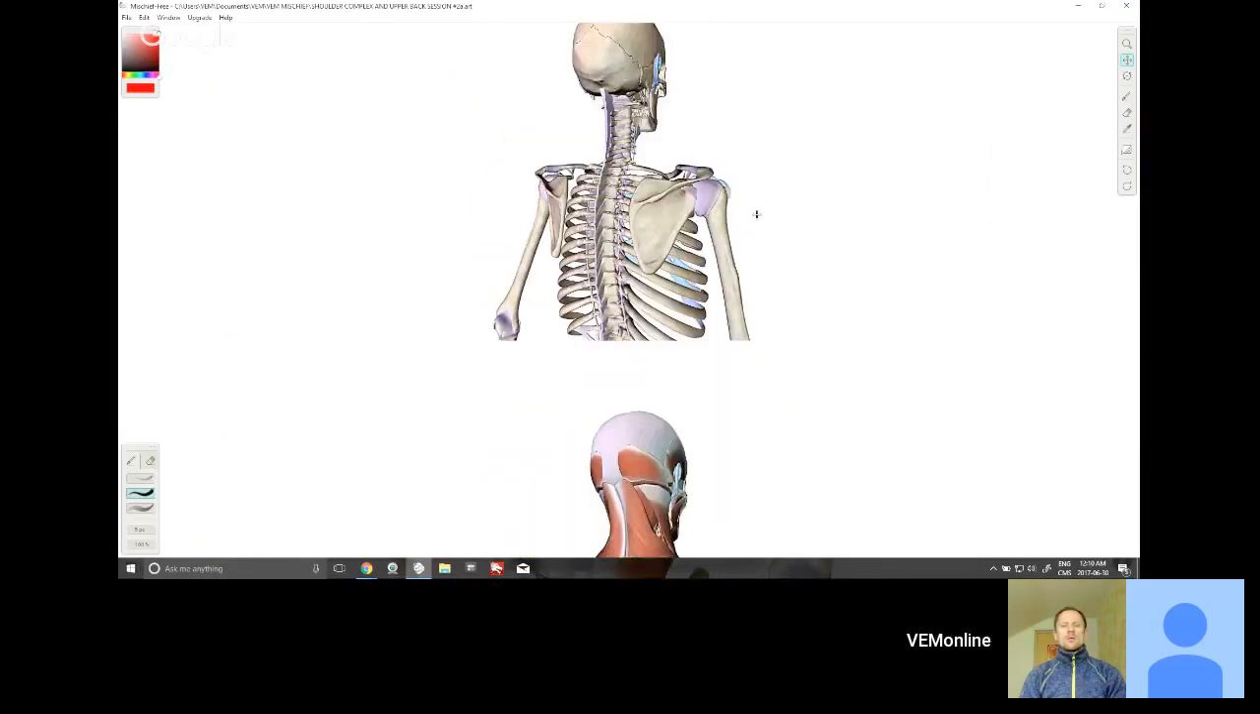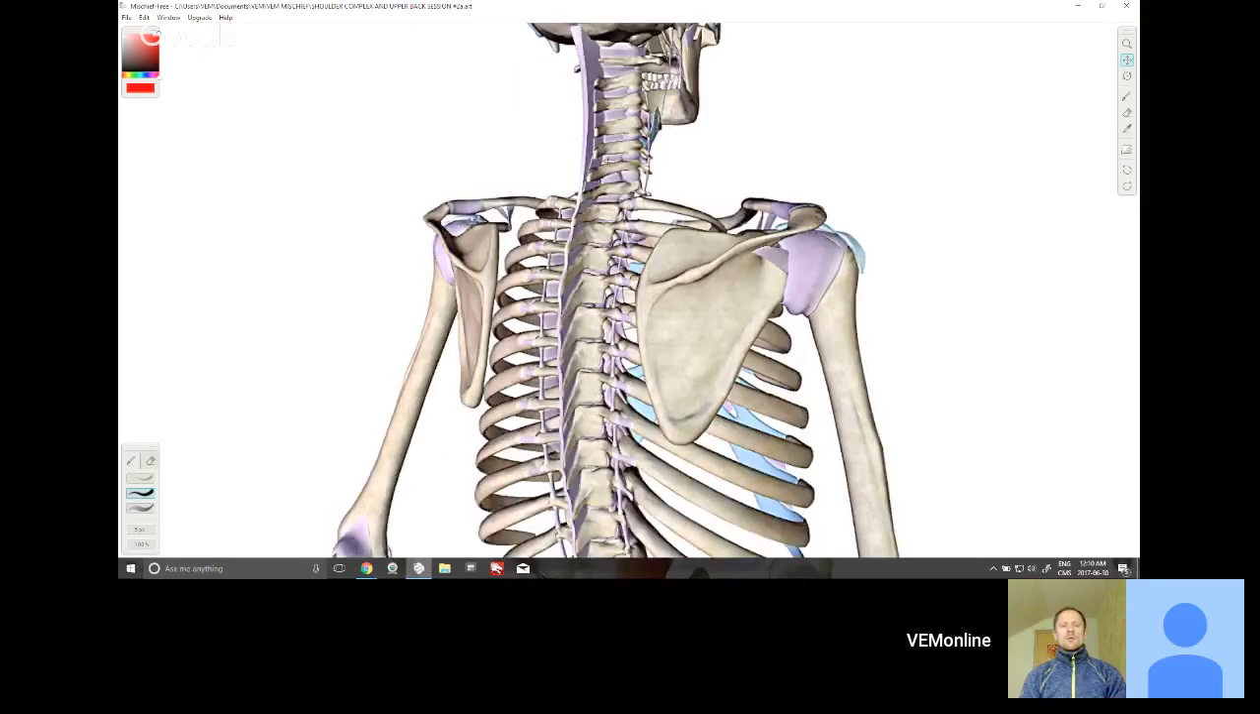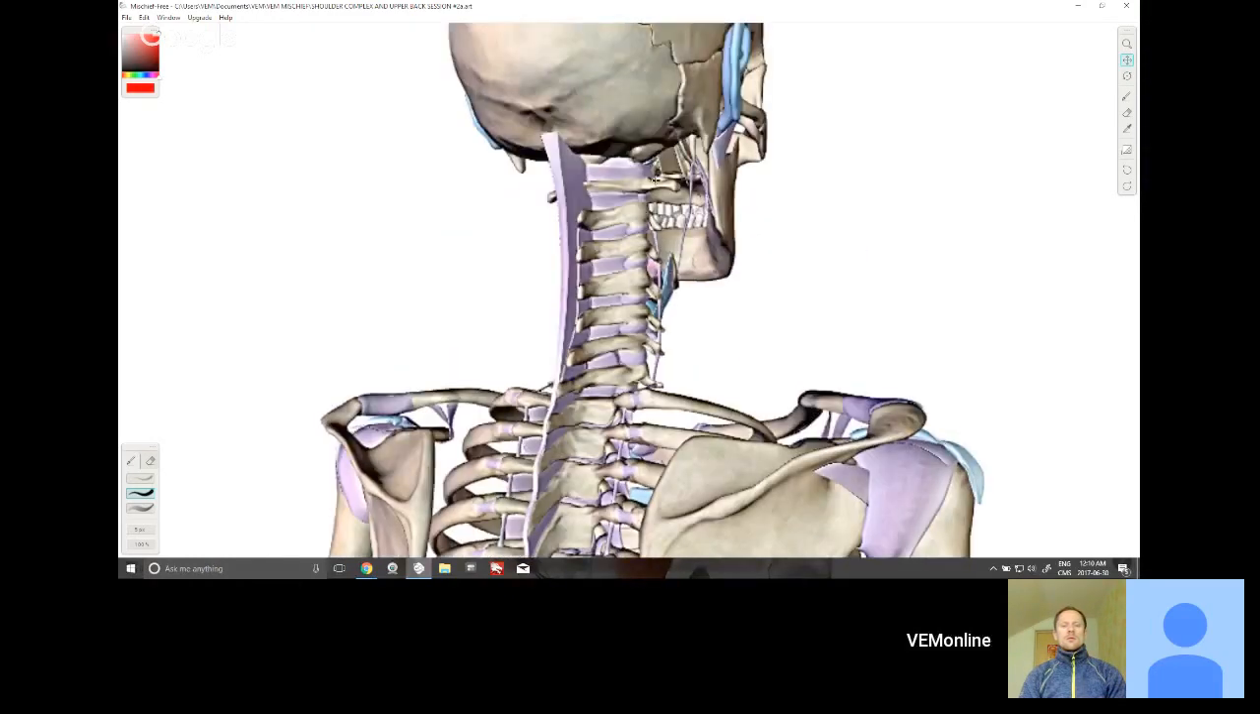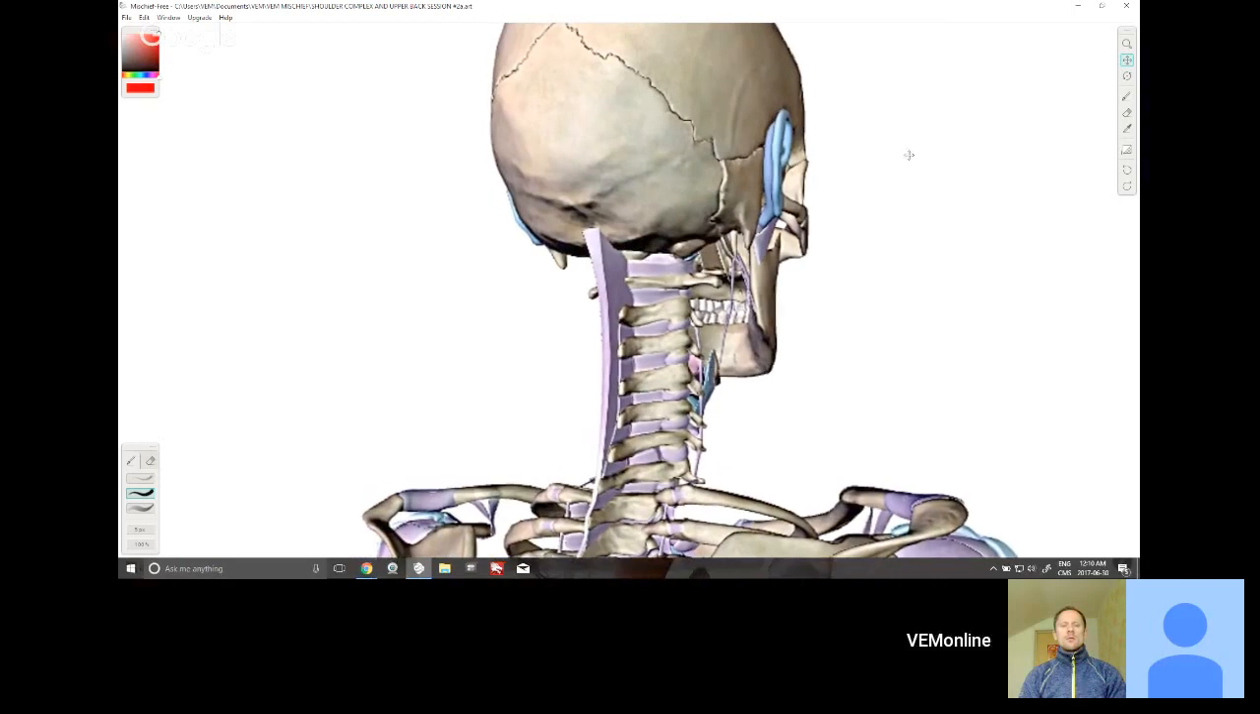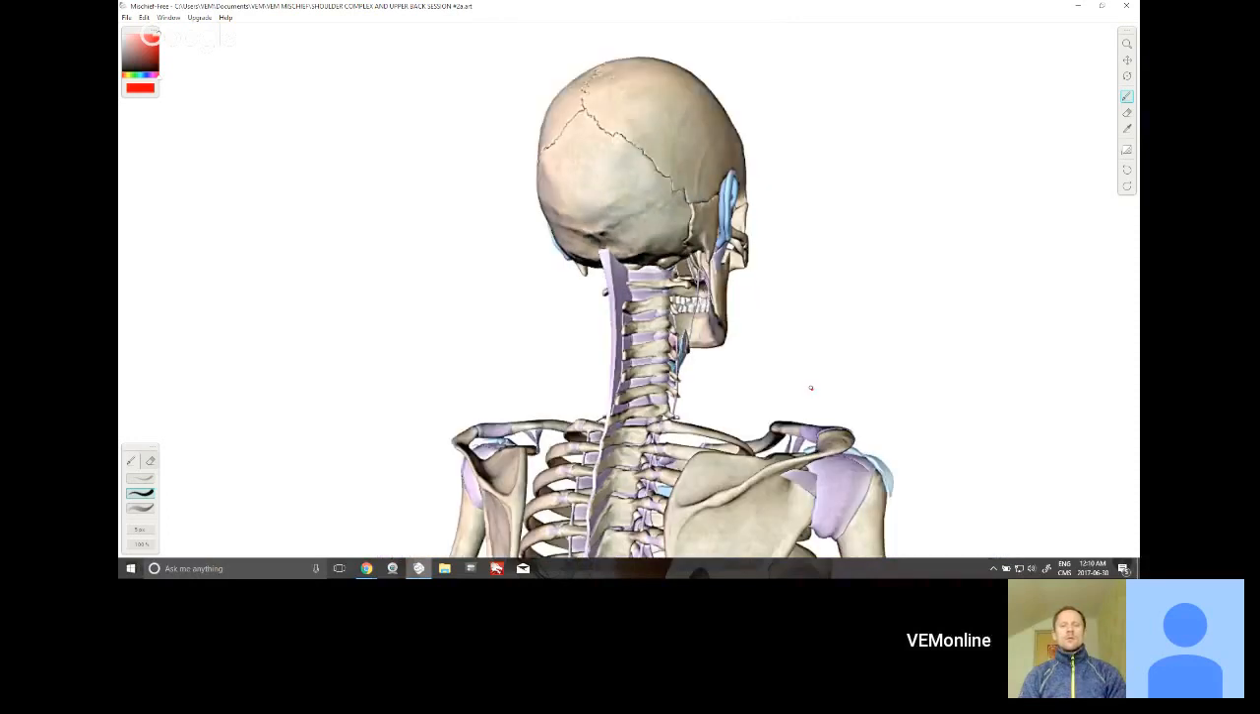Back of the head, very significant feature is the external occipital protuberance. Very, very important. And here we can see the nuchal lines right there. This is quite good. These are a couple of the other structures that we should know.